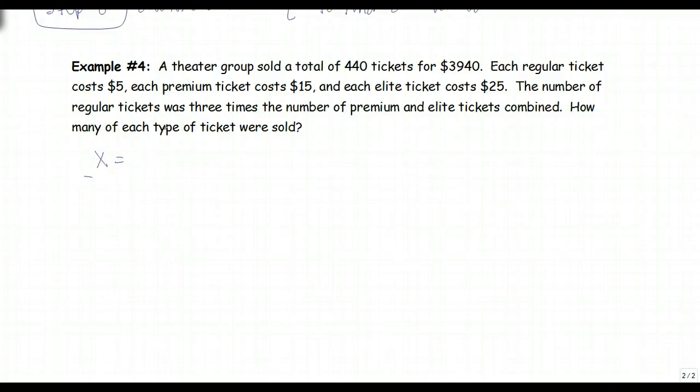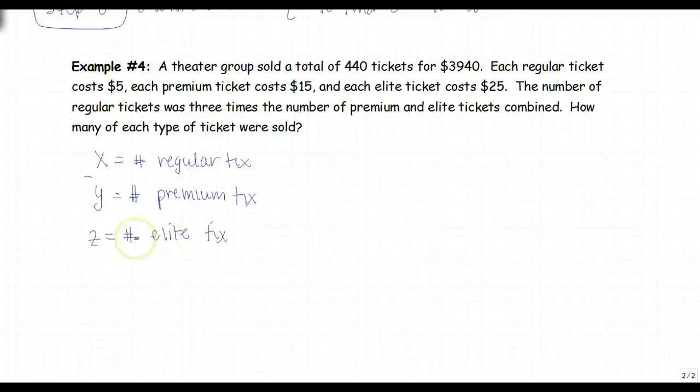So I'm going to label my variables. I just quickly wrote down exactly what you were thinking. X, Y, and Z: regular tickets, premium tickets, and elite tickets. So I have 3 variables. That means I need 3 different equations. I know that they sold a total of 440 tickets. So X plus Y plus Z has to equal 440, right? The total number of tickets.